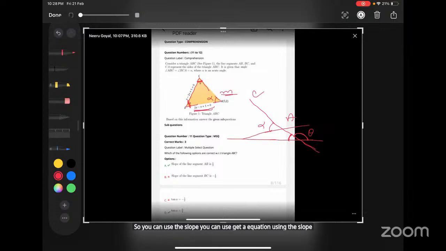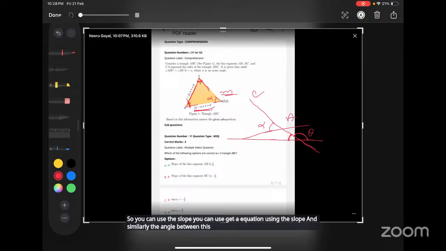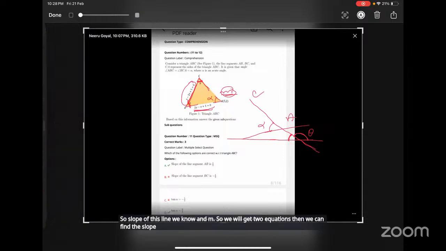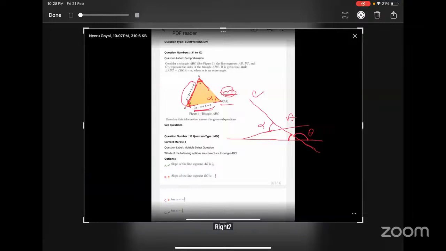And similarly, the angle between this line and this line is alpha. So the slope of this line we know, and m. So we will get two equations. Then we can find the slope, and we have one point. So we can calculate it, right? Yes, ma'am.